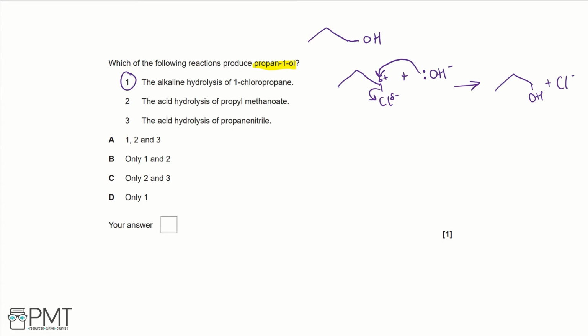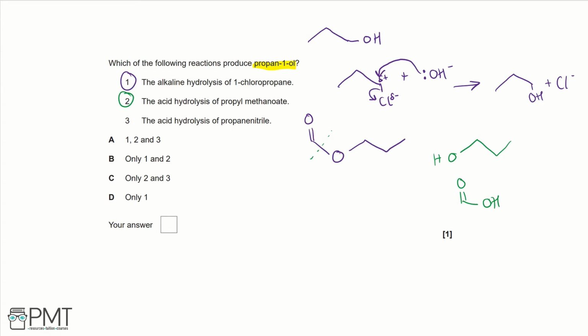Then if we look at the acid hydrolysis of propylmethanoate, drawing this out to begin with, we have our double bonded oxygen, or our carbonyl group, we have our oxygen, so our ester group, and then we've got our propyl chain. So acid hydrolysis is going to break this ester bond. You're going to form your alcohol and carboxylic acid back again. So you get your propan-1-ol and you'll get methanoic acid, which is here. But the only one we really care about is propan-1-ol, which is formed, so 2 is also one of the reactions that we need.